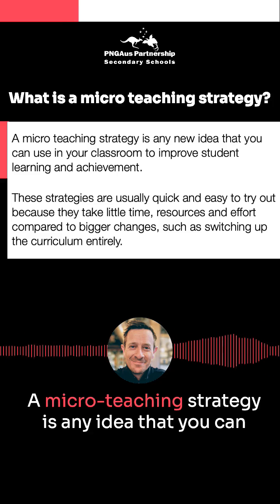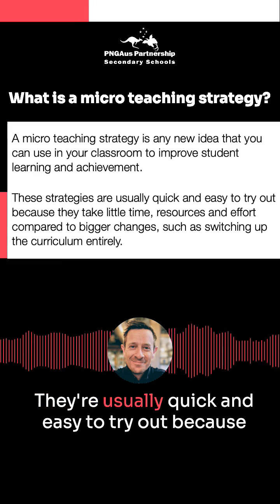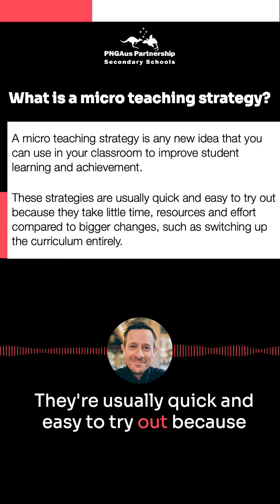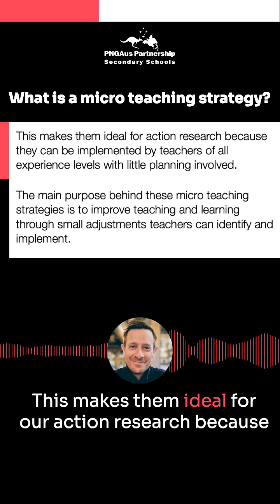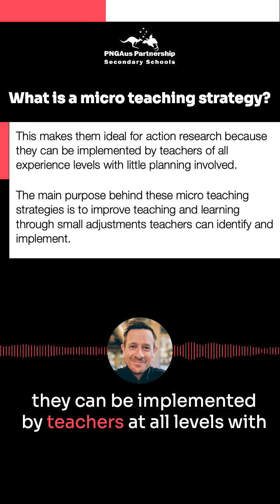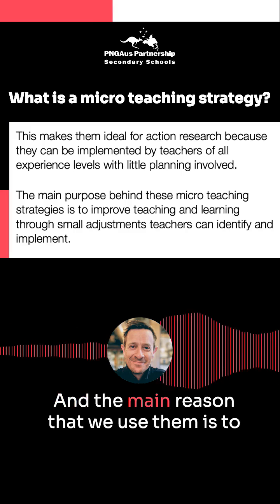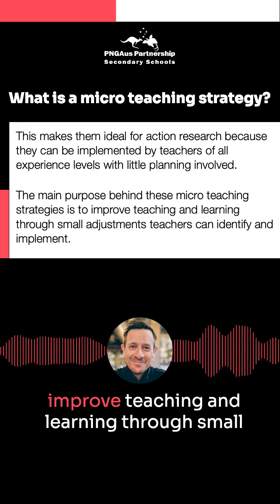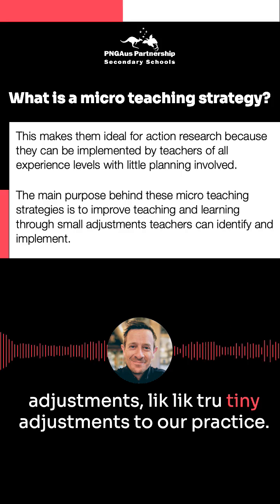A micro teaching strategy is any idea that you can use in your classroom to improve student learning. They're usually quick and easy to try out because they take little time, resources, and effort. This makes them ideal for our action research because they can be implemented by teachers at all levels with very little planning involved. And the main reason that we use them is to improve teaching and learning through small, tiny adjustments to our practice.